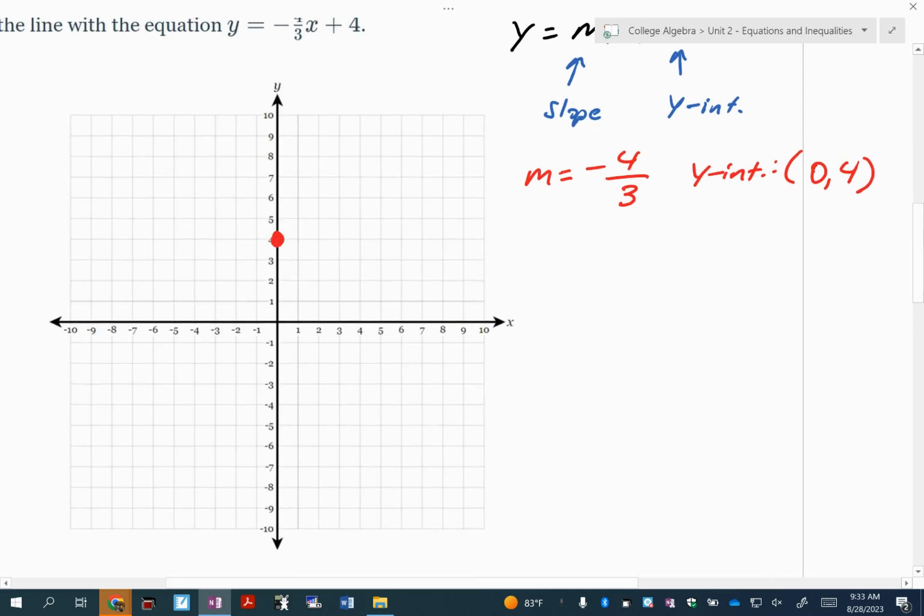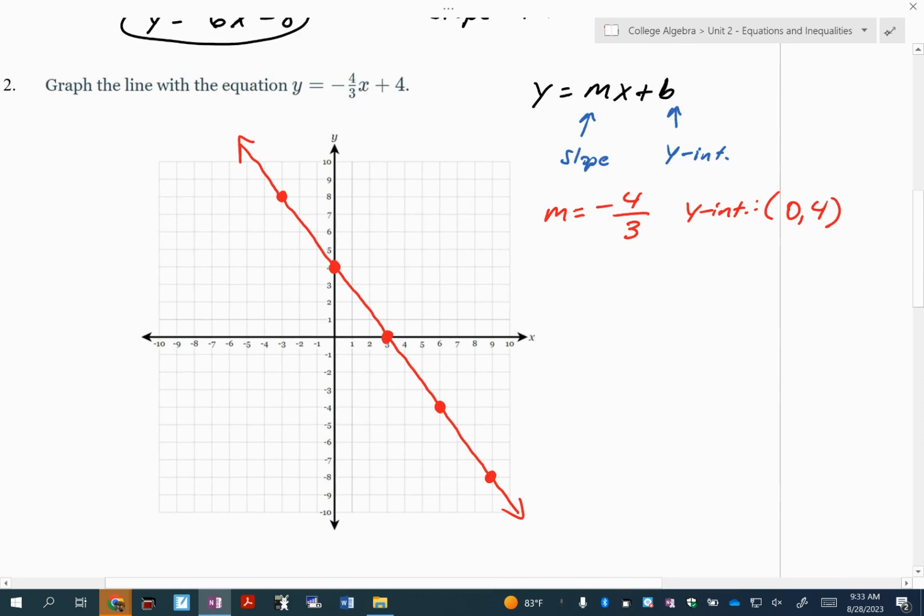To graph it, I'm going to go to 0, 4, which is here, and put a dot. Because my slope is negative, I'm going to go up my rise value of 4 units and then move left 3 units. So up 4, 1, 2, 3, 4, and then 1, 2, 3 units over. I would do that again, but I'm off the grid. So to get another point to graph, I'm going to go back to my y-intercept and go down 4 units and then right 3 units. And keep doing that. All right, and then I'm going to make my line. So this is graphing a line that's in slope intercept form.